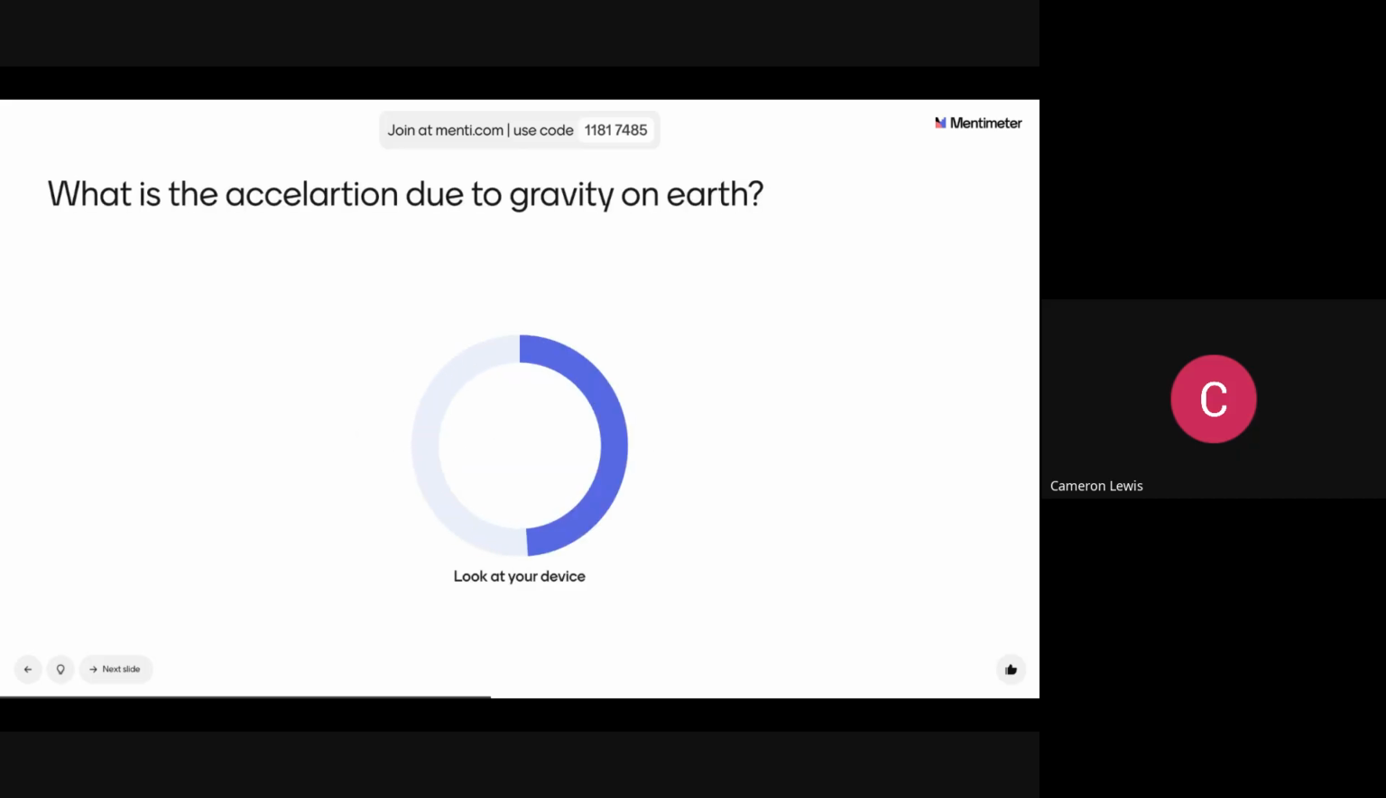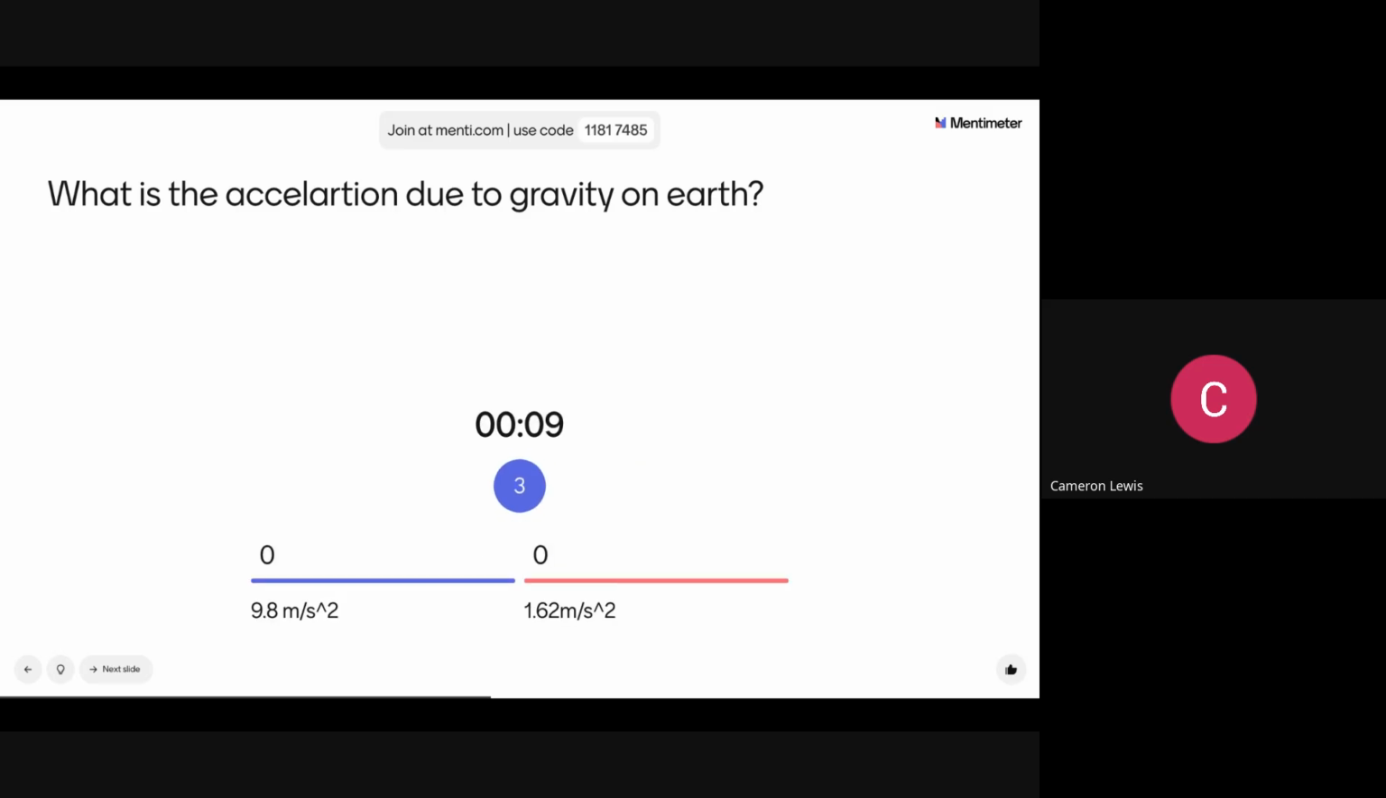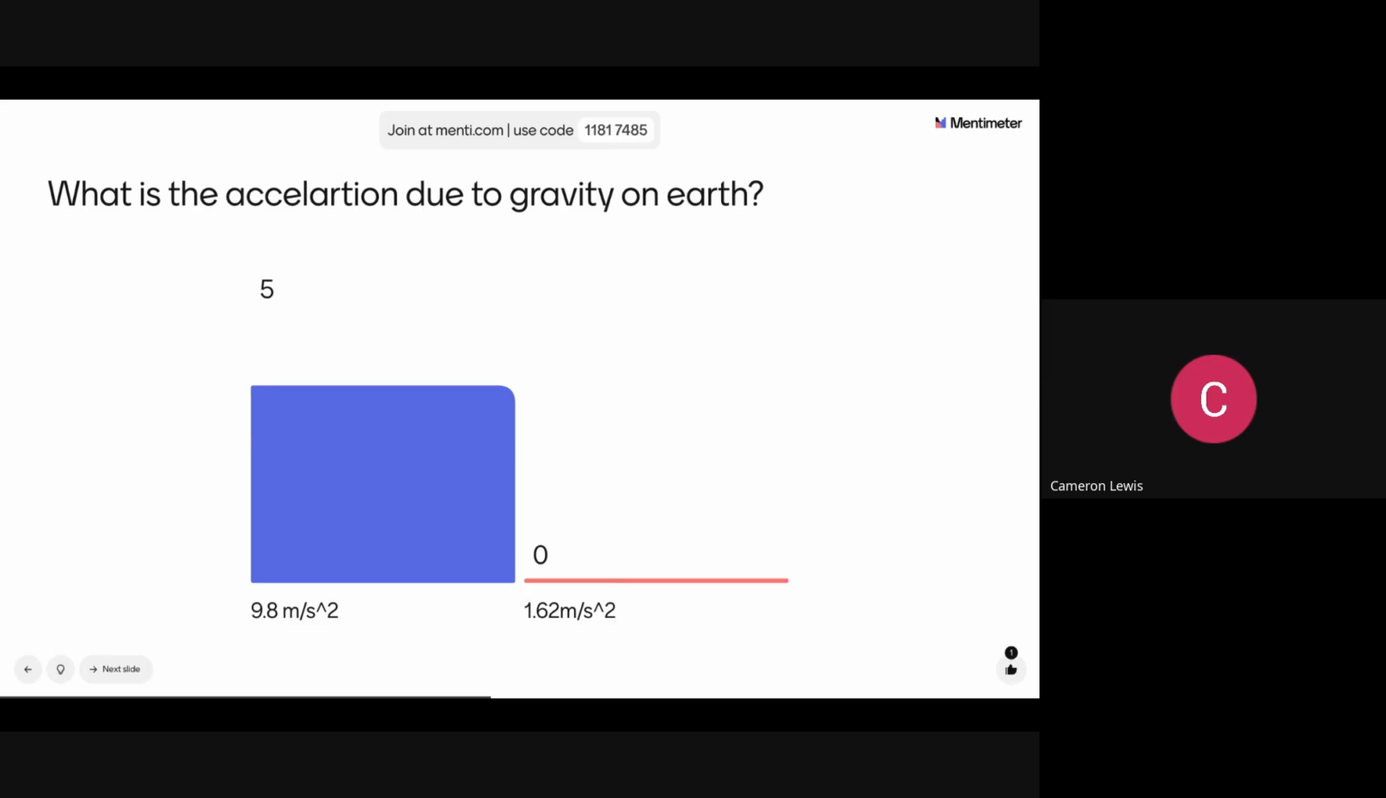What is the acceleration due to gravity on Earth? 9.8 meters per second squared or 1.62 meters per second squared? 100% correct. Good job. 9.8 meters per second squared.